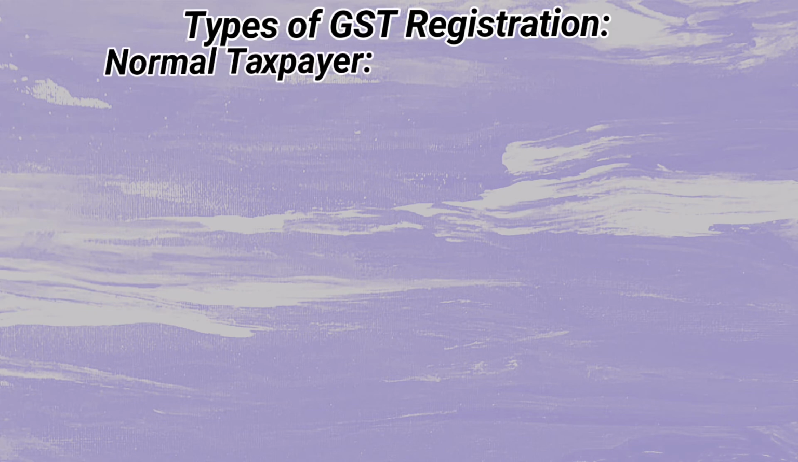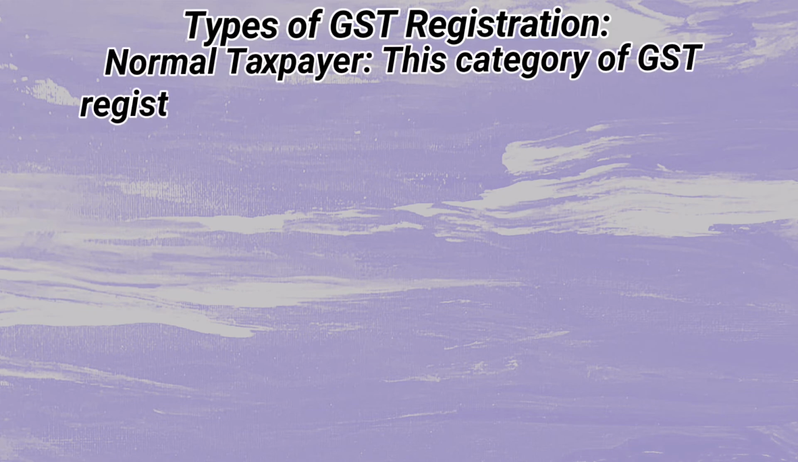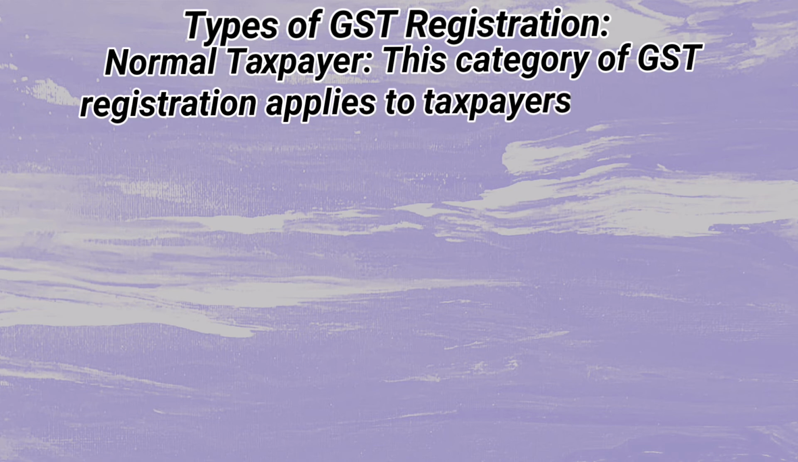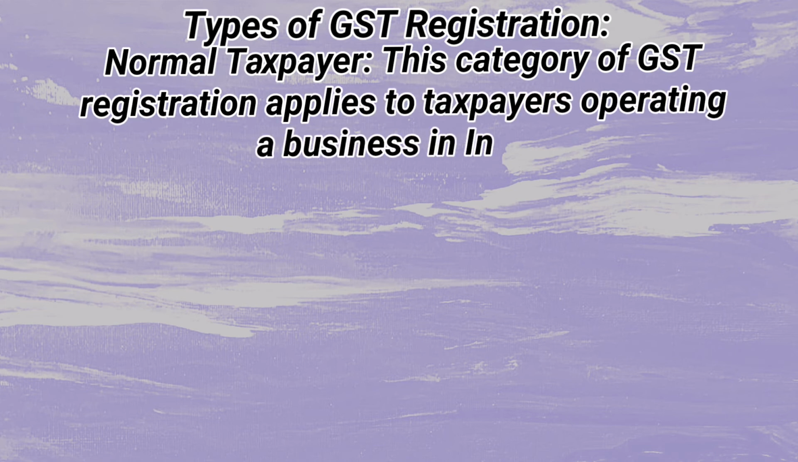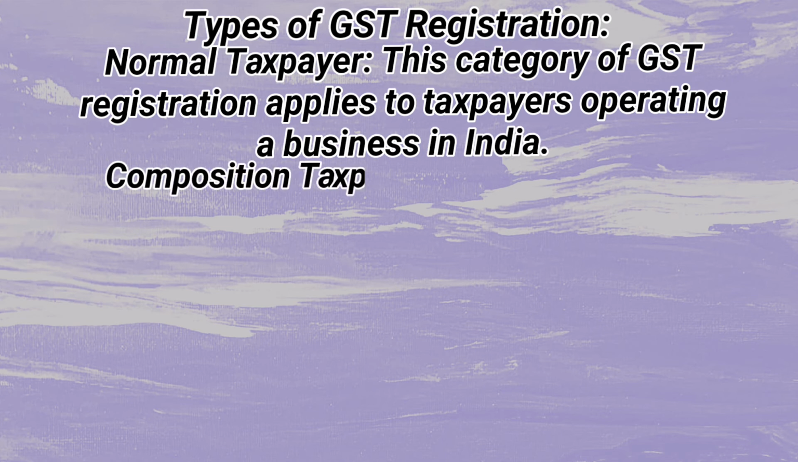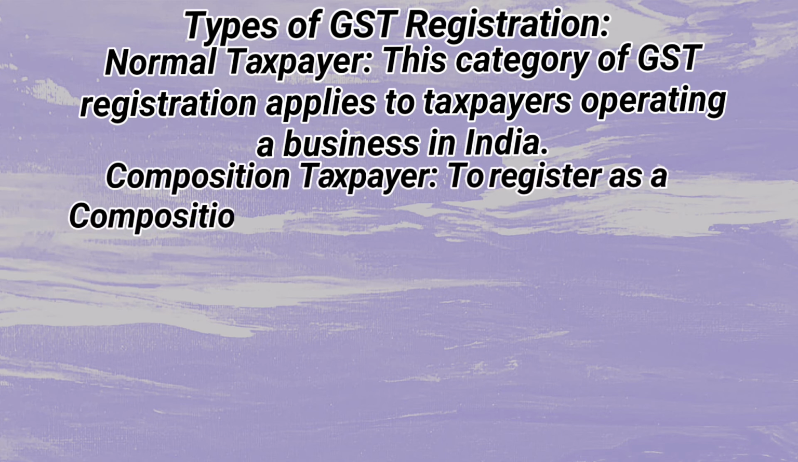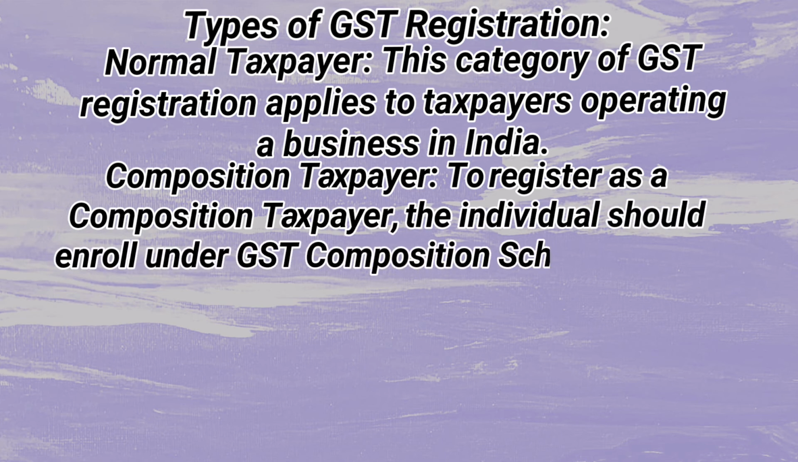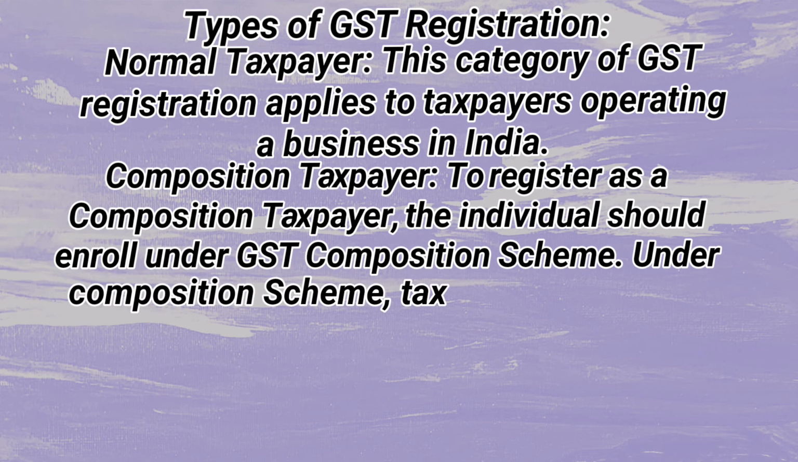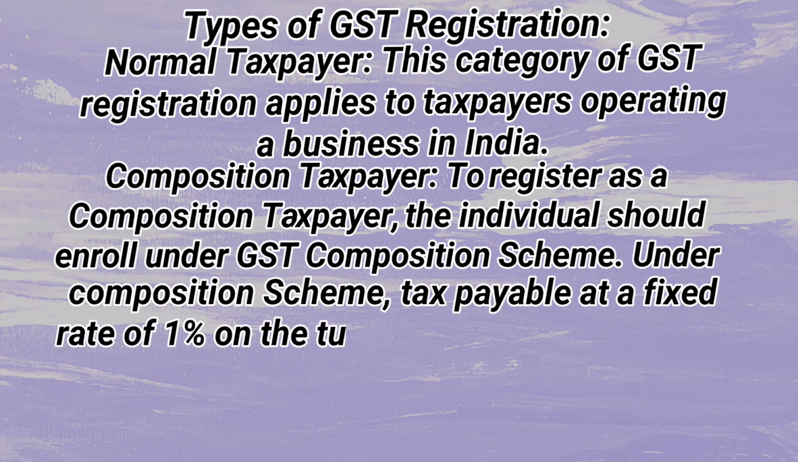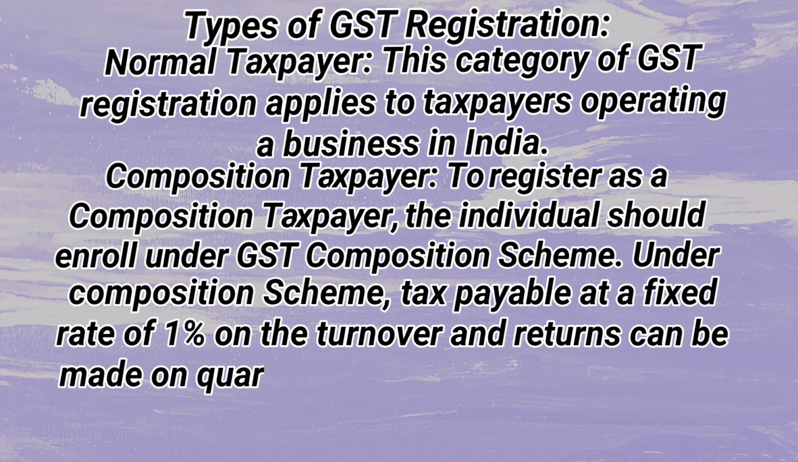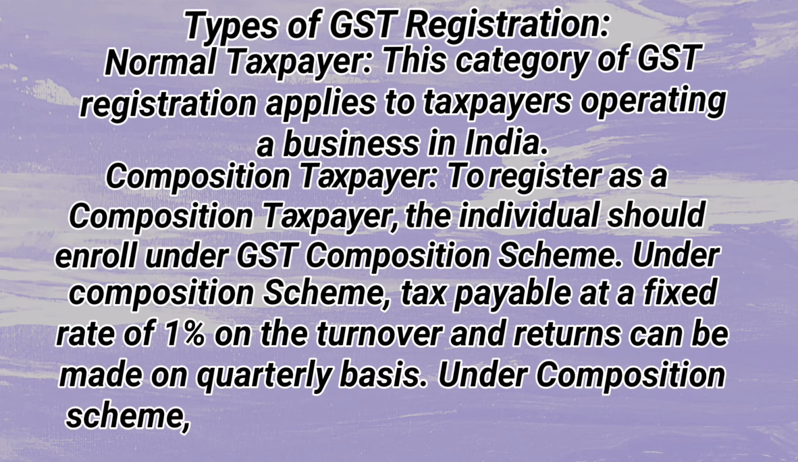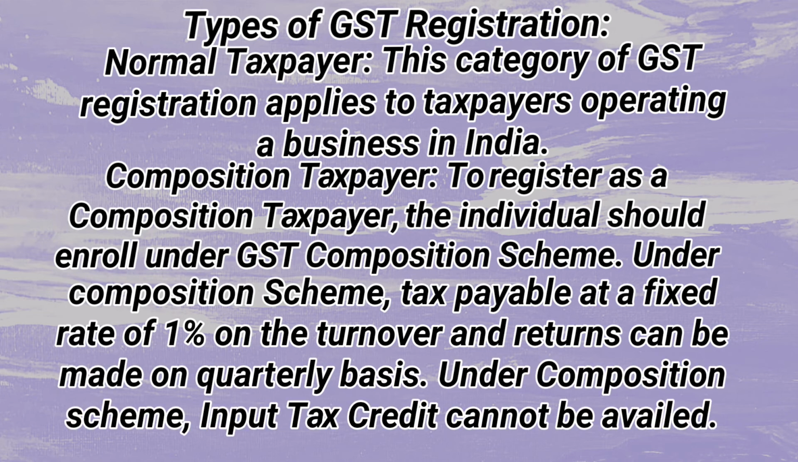Types of GST registration. Normal taxpayer. This category of GST registration applies to taxpayers operating a business in India. Composition taxpayer. To register as a composition taxpayer, the individual should enroll under GST composition scheme. Under composition scheme, tax payable at a fixed rate of 1% on the turnover and returns can be made on quarterly basis. Under composition scheme, input tax credit cannot be availed.